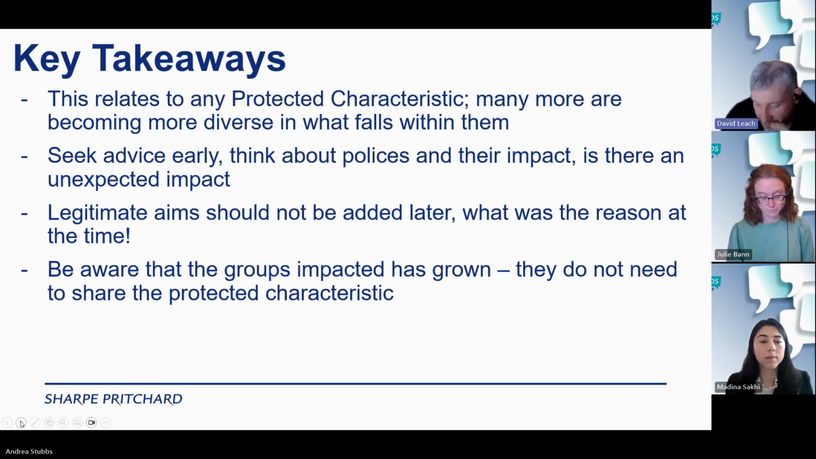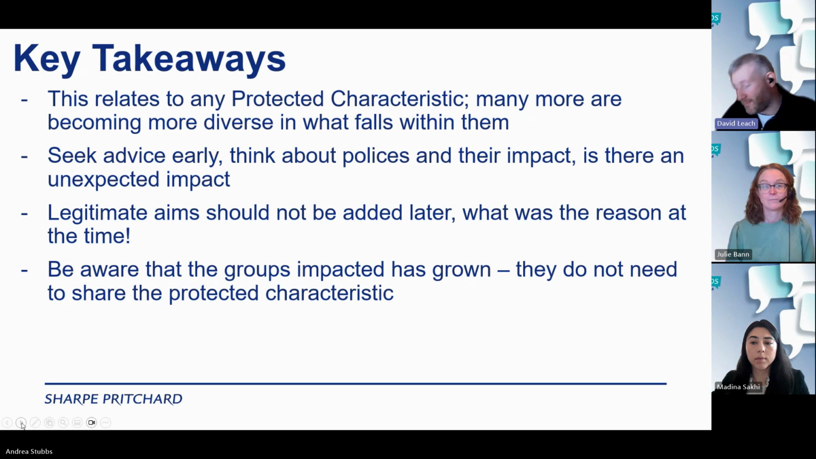Again, I've added it: legitimate aims must be identified at the time and not added later. And the group of people who can be impacted has grown, with 19B being in. If you can show that you also suffer a disadvantage, but you don't actually have that protected characteristic, you can still potentially bring claims now, and it's going to get harder for people to look at. So I appreciate the key takeaways have been a very whistle-stop tour, but I'm appreciative of the time. Over to Julie, and then obviously if people have got questions or discussions they would like to raise.